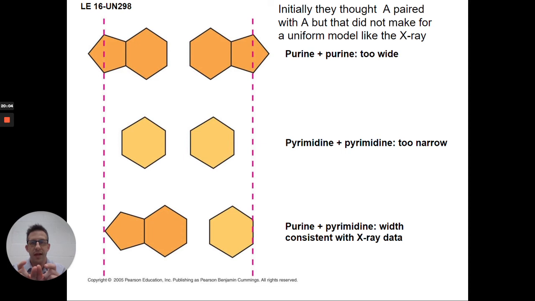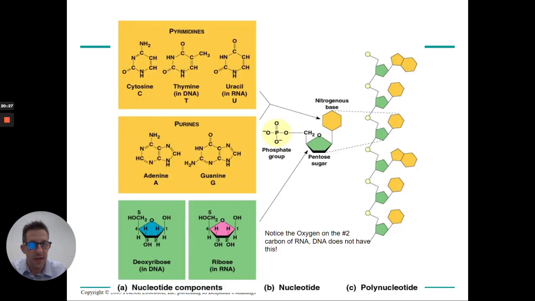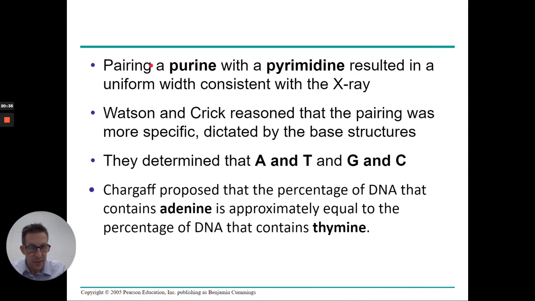It was narrower than the actual experimental width of the DNA strand. And if you paired a purine with a pyrimidine, a single with a double, then they realized, oh, it's just right. It's like Goldilocks and the Three Bears, right? It's just right. It fits the width that was measured perfectly, okay? So that allowed them to understand a little bit more in depth that it was the purines that matched with pyrimidines. And it turns out that there was even more specific base pairing structure, in that A's always went with T's and G's always went with C's.